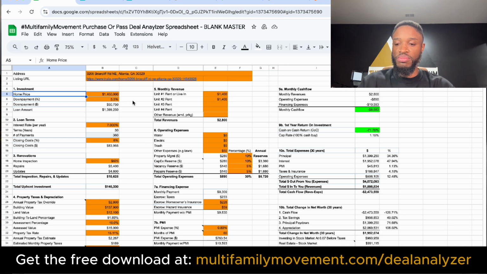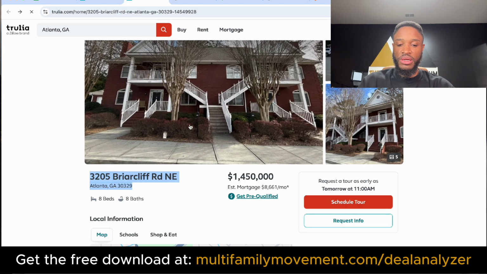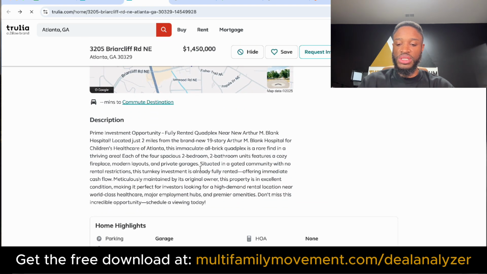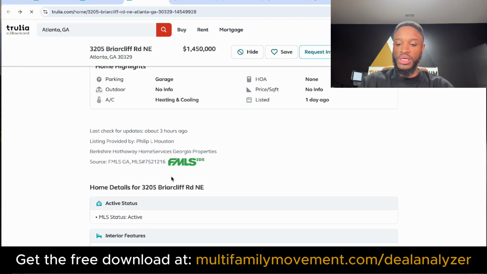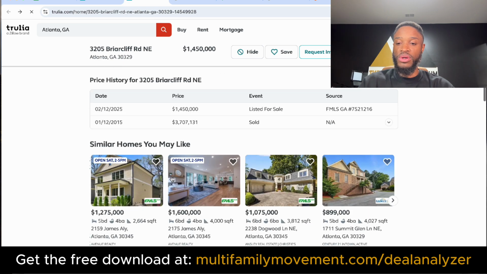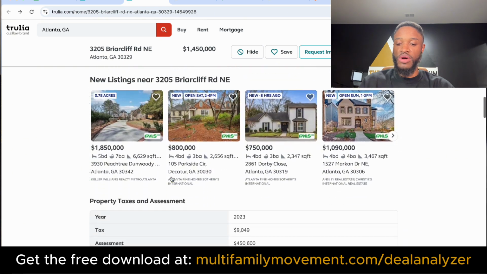So that URL should be below. All right. So this is the listing. Not too many pictures, not too much detail, and now we need to keep on going. Now, what other numbers might be on Trulia and Zillow?